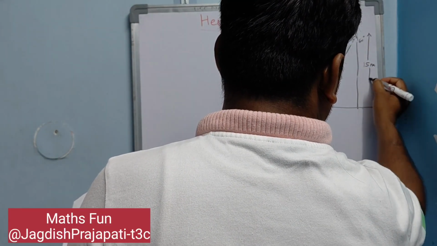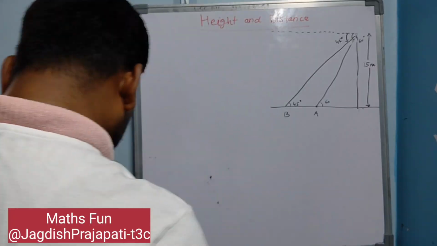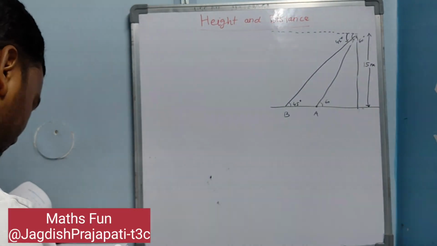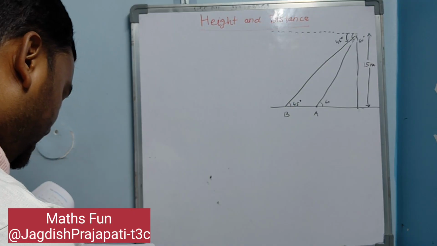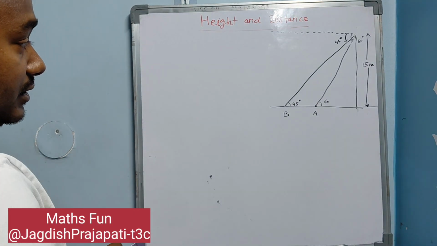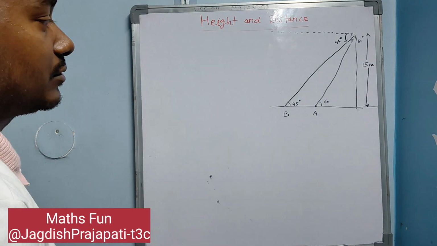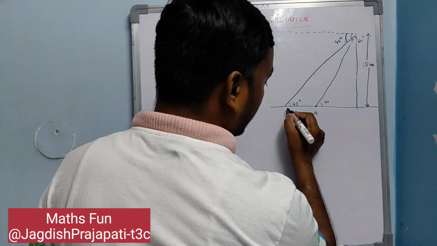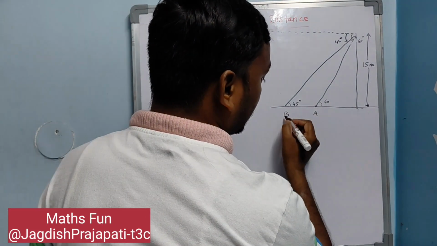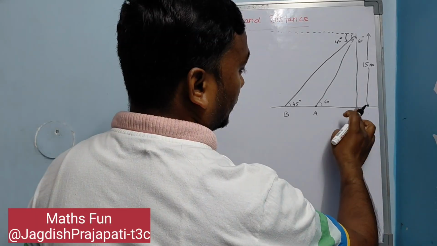The height of the tower is 15 meter. Then find the distance between these 2 points. These 2 points means what? Which points? Points A and B. We have to find the distance AB. Okay.